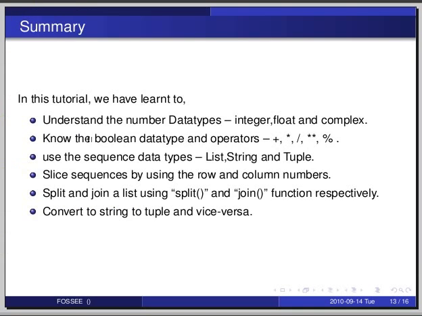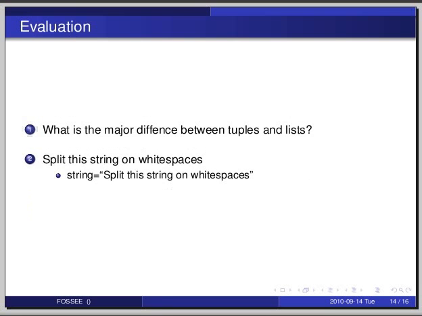In this tutorial we have learned to understand the number data types, integer, float and complex, know the Boolean data types and operators: plus, minus, slash, percentage, that is modulo, and then star for multiplication. Then use of sequence data types, list, strings and tuple. Then slice sequences by using the row and column numbers. Split and join a list using split function and join function respectively. Then convert strings to tuple and vice versa.